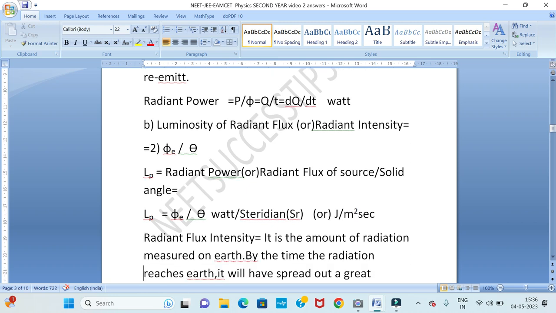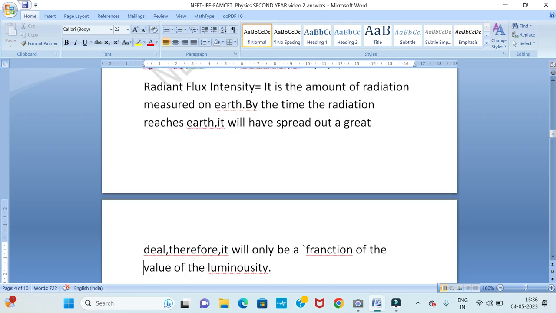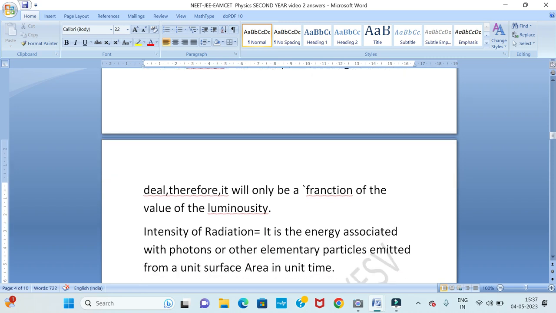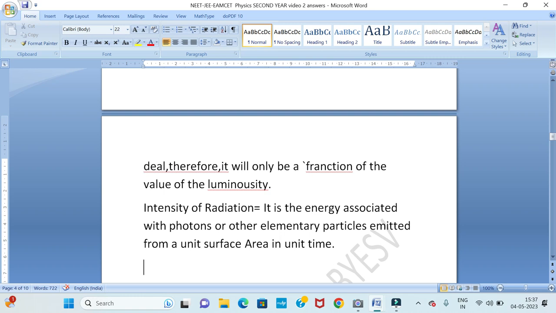Radiant flux intensity definition: it is the amount of radiation measured on earth. By the time the radiation reaches earth, it will have spread out a great deal, therefore it will be only a fraction of the value of illumination. Intensity of radiation is the energy associated with photons and other elementary particles emitted from a unit surface area in unit time.